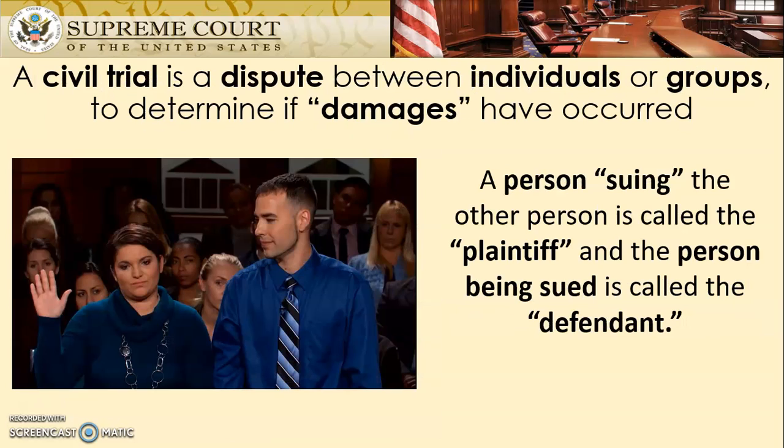punishment. From there, we have a civil trial, which is a dispute between individuals and groups to determine if there's damage that has occurred. So, for example, a person can sue another person. The person who's doing the suing is called the plaintiff, and the person being sued is called the defendant, because the defendant is defending themselves against the said damages that the plaintiff has put in place.